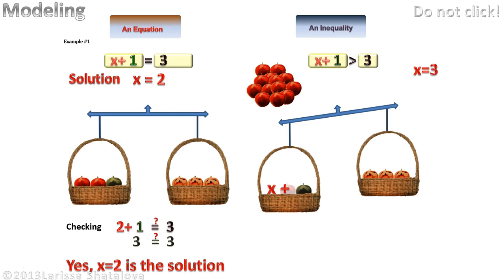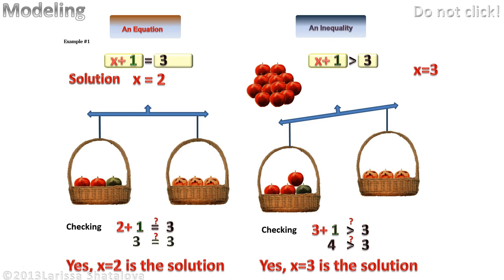Now checking. Let's replace x by 3 apples and we restore the previous situation where the left side is heavier than the right. Algebraic checking: we replace x by 3. Now 3 + 1. Is it greater than 3 or not? Sure, 4 is greater than 3. Now we can say x = 3 is a solution.